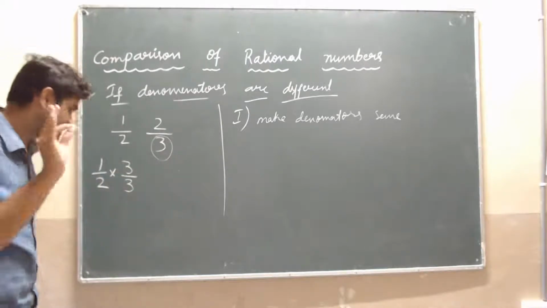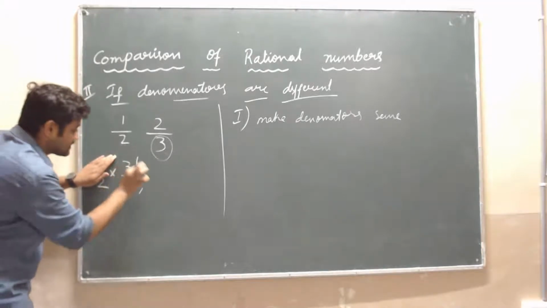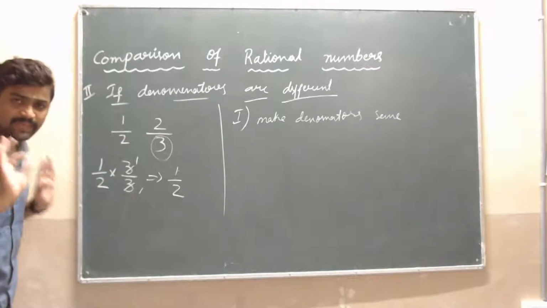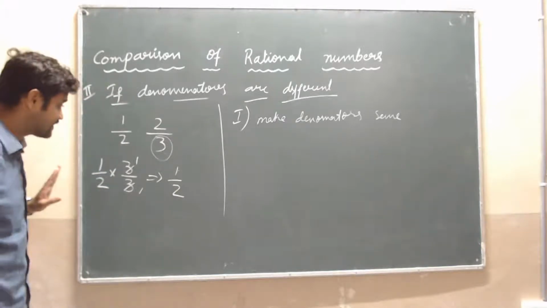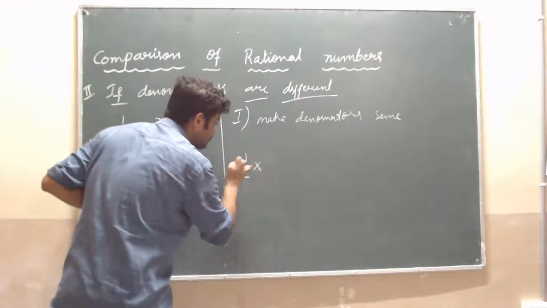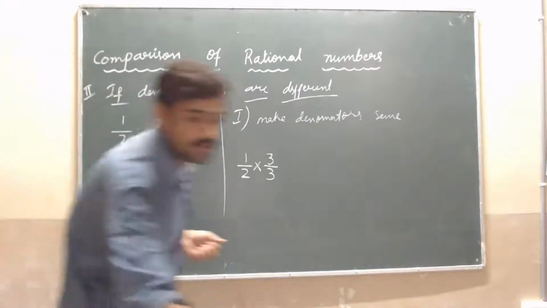Sir, see, if we cancel this one, that is 3 by 3, the answer is simple, that is 1 by 2. Then we have to check that 1 by 2 is multiplied by 3 and divided by 3.